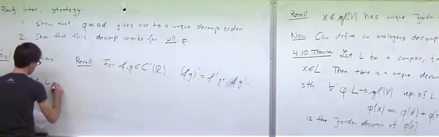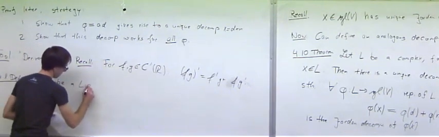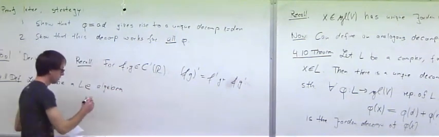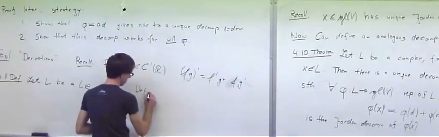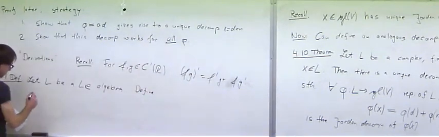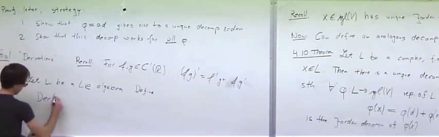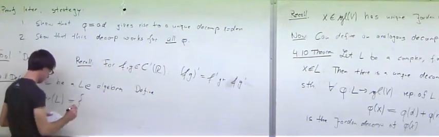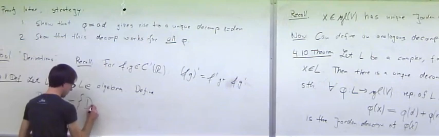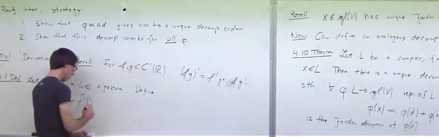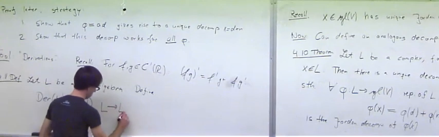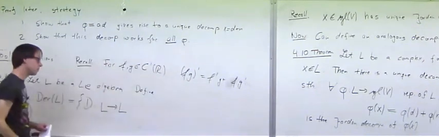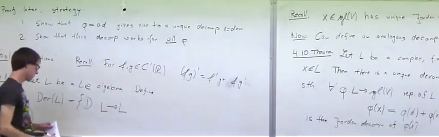So L is a Lie algebra. I define the set of all derivations of L, Der L. So these are operators on L. The Lie algebra now plays the role of the space of differentiable functions.